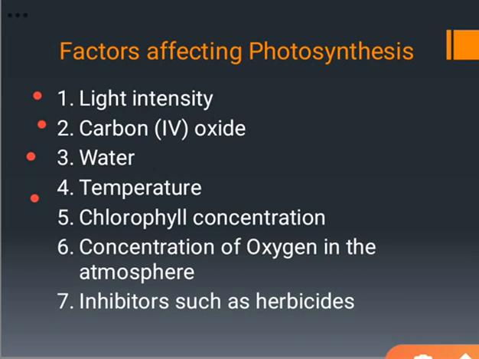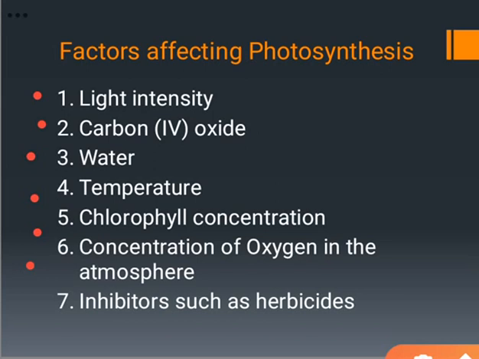Now, let's look at another factor, which is chlorophyll concentration. Number 5, the concentration of chlorophyll. Since this photosynthetic process depends on chlorophyll, if we have very little chlorophyll in a particular leaf, then the rate of photosynthesis will be slow. But if we have abundance of chlorophyll in a particular leaf, the rate will be high. Another factor is the concentration of oxygen in the atmosphere.